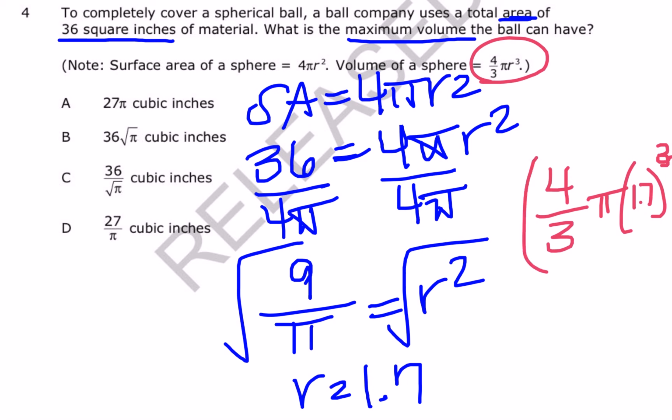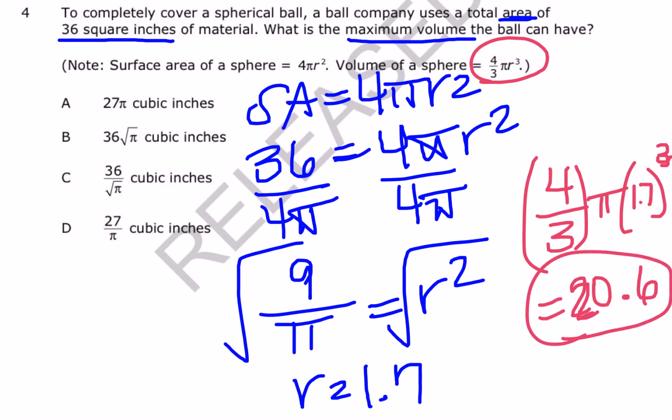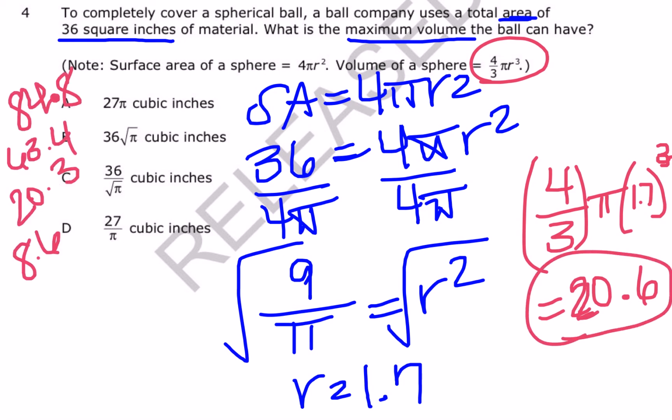Make sure 4/3 does go in parentheses. But when you simplify this, you get 20.6 approximately. So for my volume, I got 20.6. As you can see, I plugged in all of my answer choices as they were. And the closest one to my answer was letter C.